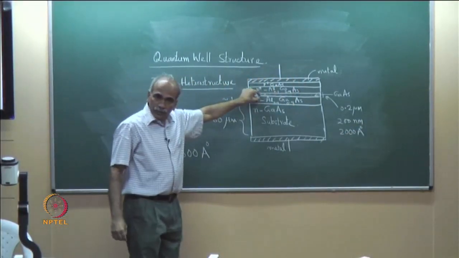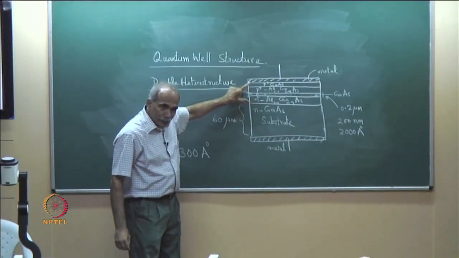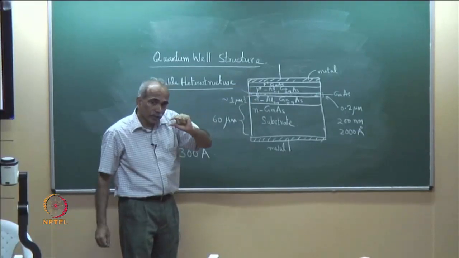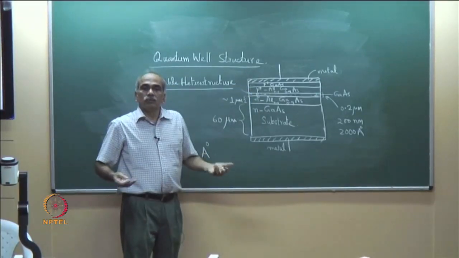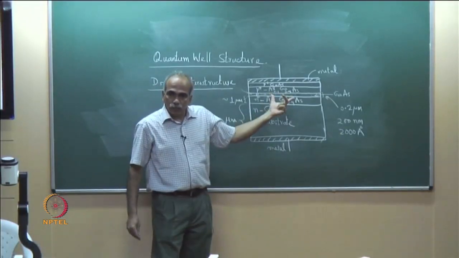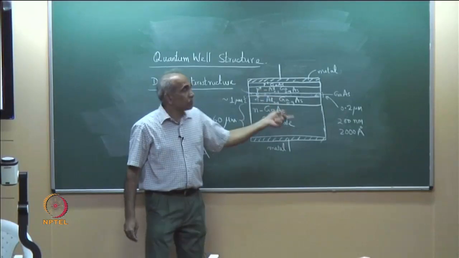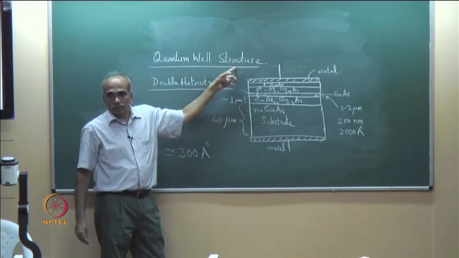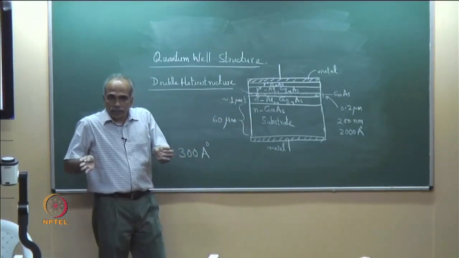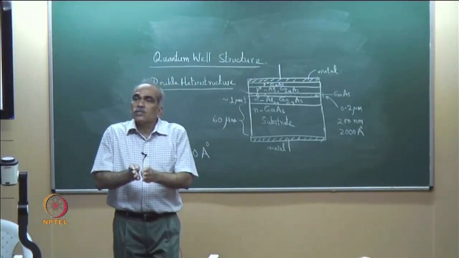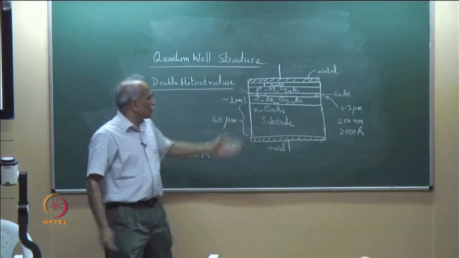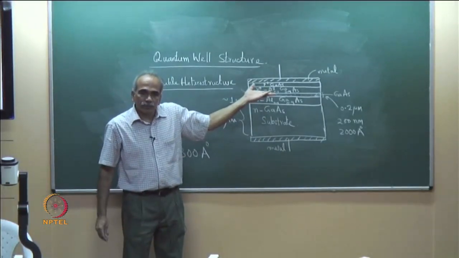This is a double hetero structure. If we reduce this dimension of the active layer, if we go on reducing, bring down to 200 angstroms or 100 angstrom, what results is a quantum well structure. It is a double hetero structure where the thickness of the active layer is very thin or very small. The thickness is of the order of 100 angstroms.